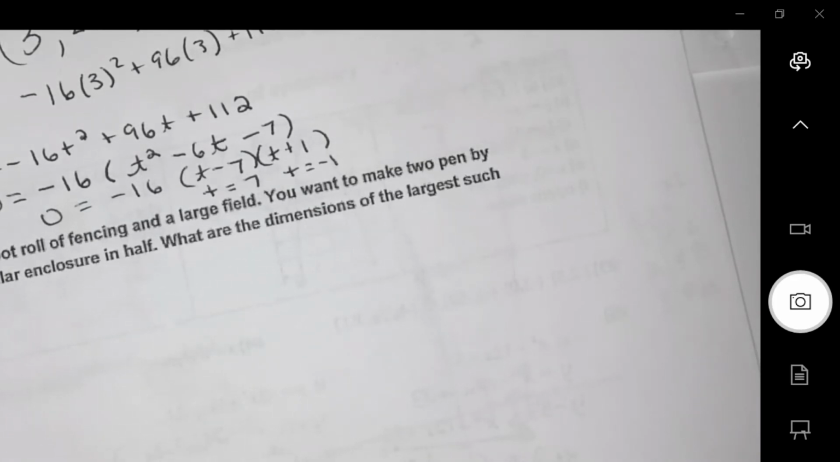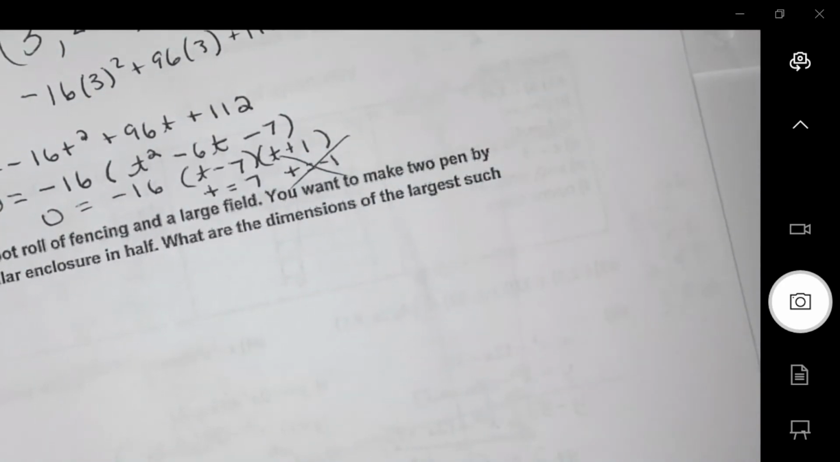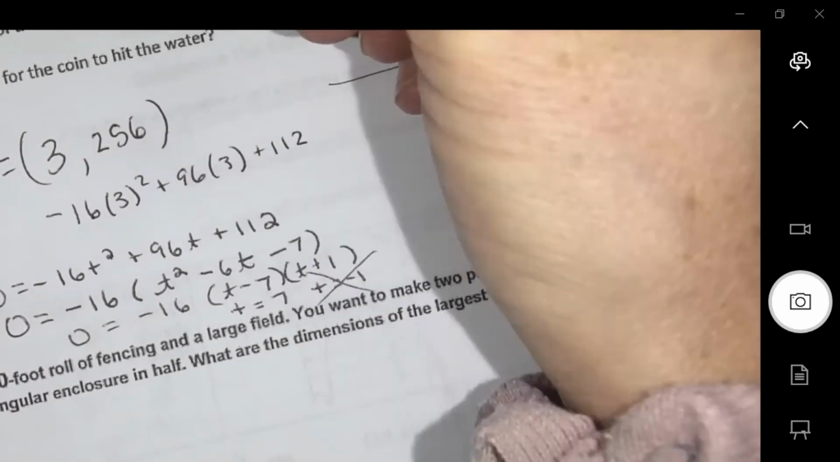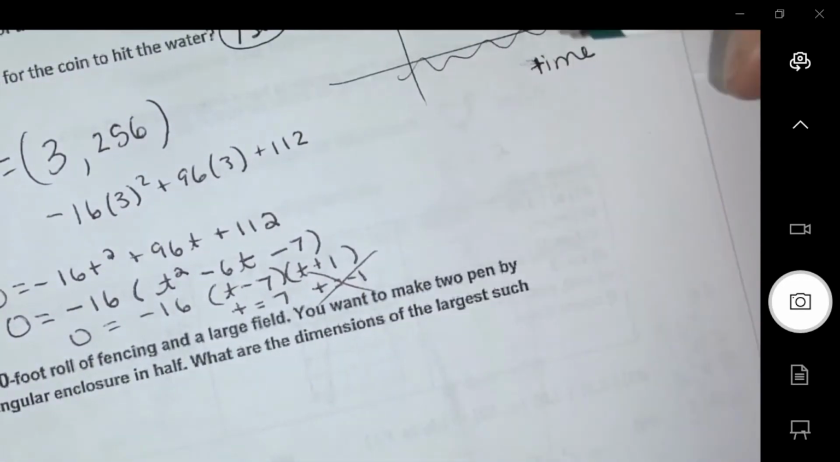What do you know about those numbers in this situation? The time cannot be negative. This doesn't even make sense in this context. You can't have a negative time. So my answer to this would be 7 seconds, and it would hit, boom, to the water.